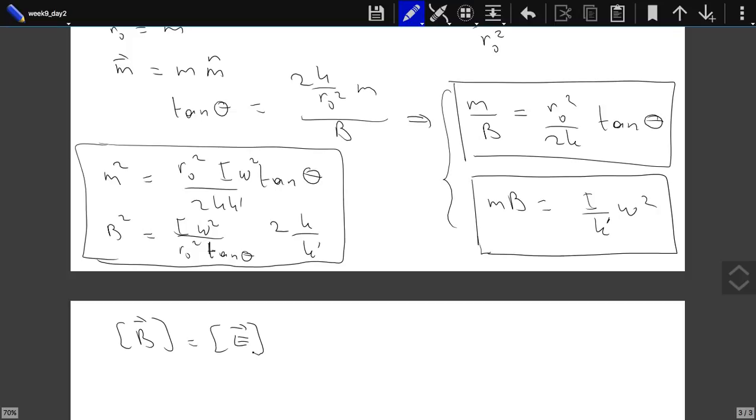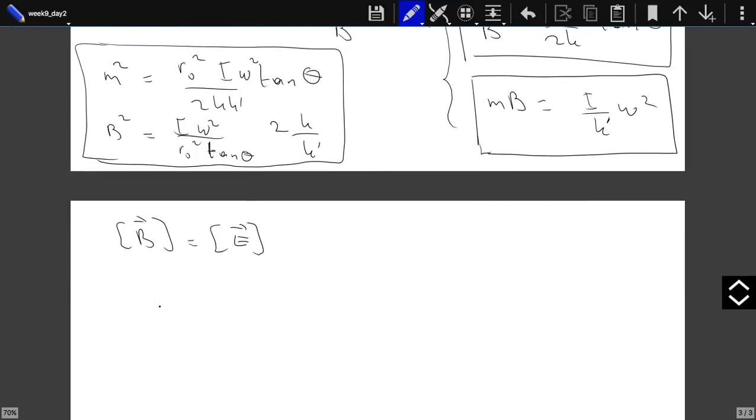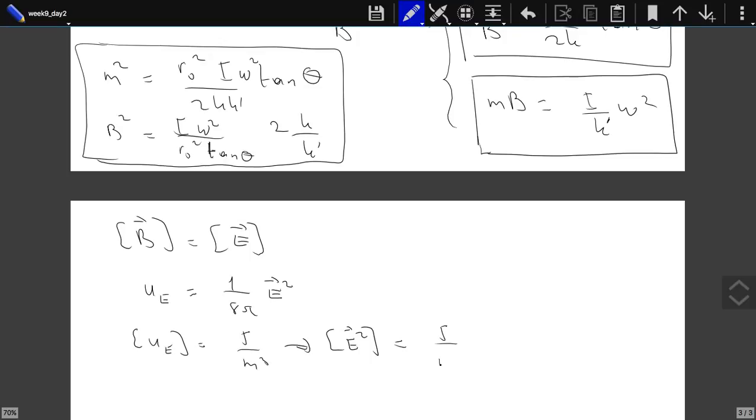What is the unit of E? Let's see, what is the energy density? Do you remember? E squared over 8 pi, right? What's the unit of energy density? Joules per meter cubed. So the unit of E squared is joules per meter cubed.